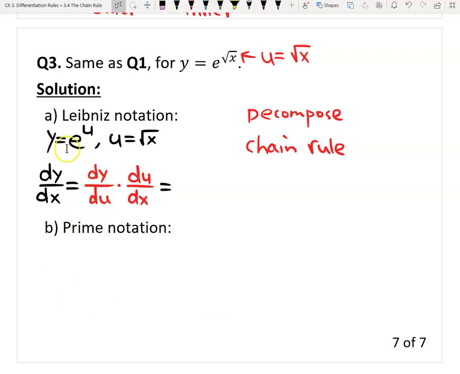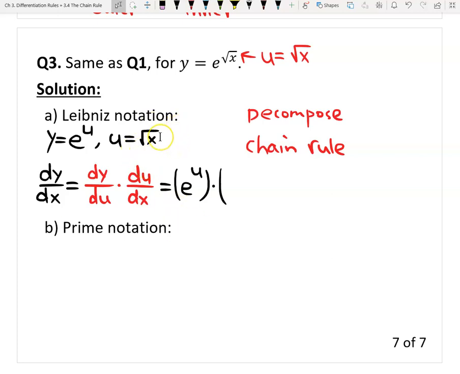dy/du is the derivative of the outer here, right? The derivative of the natural exponential function is itself, the easiest derivative. So what we get is e raised to the u's power. If you like, you can put the parentheses, and then we multiply by the second. The second is the square root.